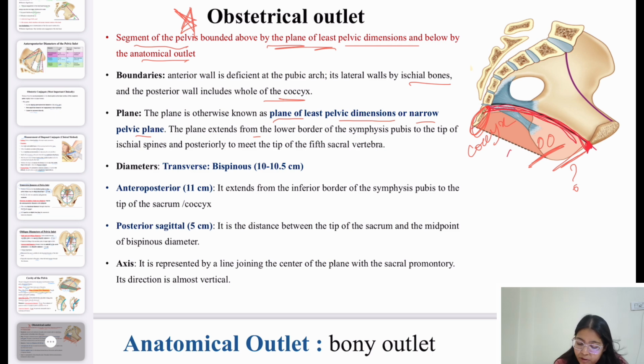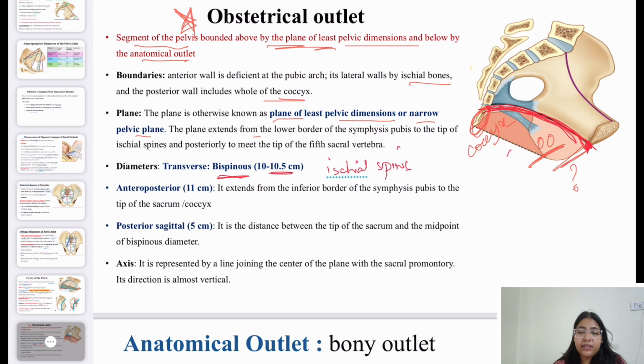So this is the plane of least pelvic dimension. Transverse diameter is the bispinous diameter, again between the two ischial spines. This is 10 to 10.5 centimeters. Why is this called the plane of least pelvic dimension and why is it very important? One of the most important significances is that if a fetal head can pass through this diameter, then vaginal birth is likely.